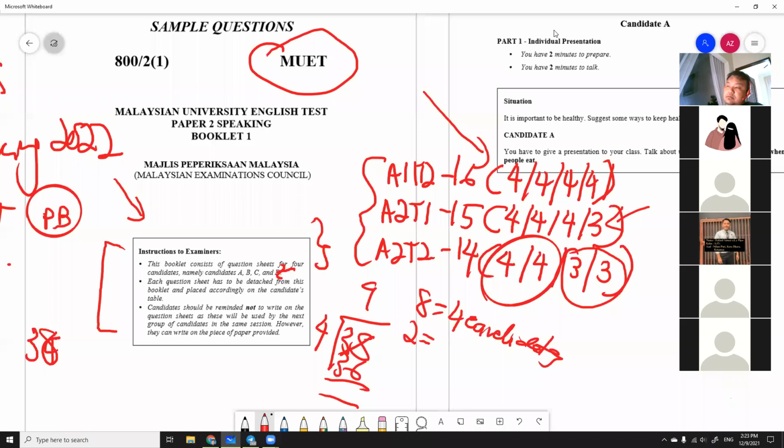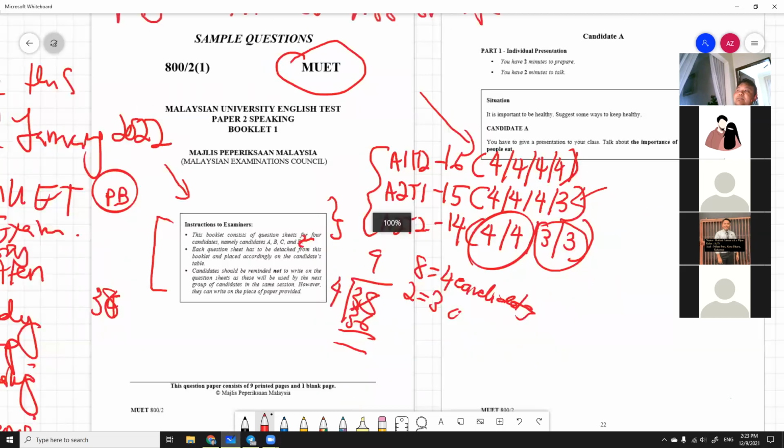9 times 4, how much? 36, right? So 2 groups would consist of 3 members, whatever. Now the trick is you will see the similarity of each paper, each question.